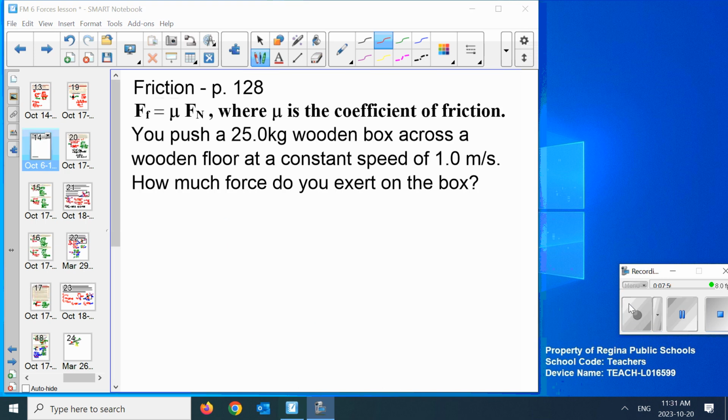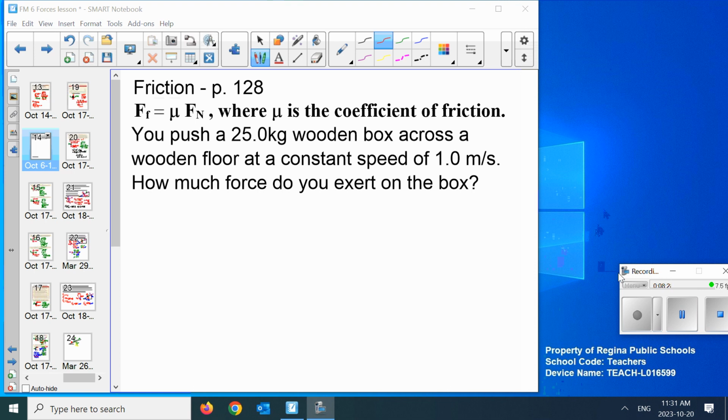Okay, we're going to take a look at friction for the next half hour. Now, jot this down. We've already mentioned friction before, but I use a small f. Big F force of friction is equal to this mu symbol, the Greek letter mu. It looks like a U with a tail at the front. Mu Fn, where n is the normal force. Mu is the coefficient of friction. Push a 25 kilogram wooden box across a wooden floor at a constant speed of 1 meter per second. How much force do you exert on the box?